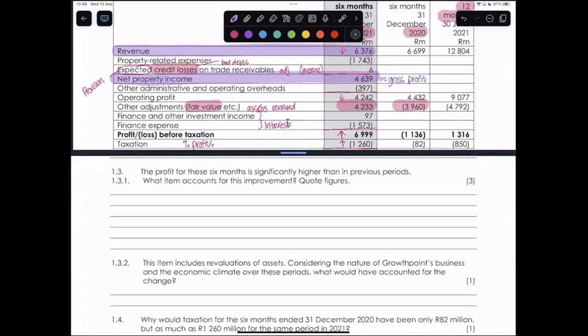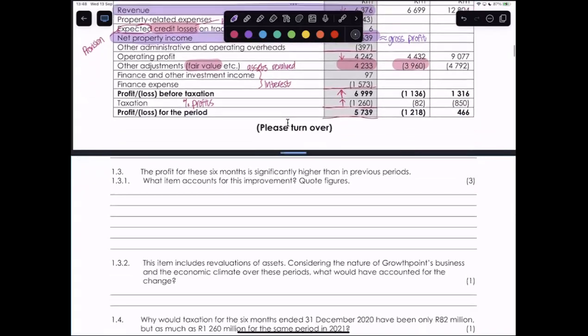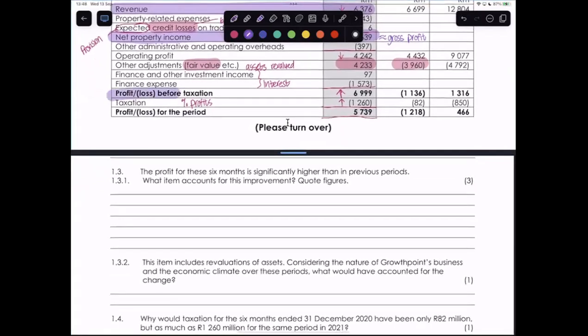The profit for these 6 months is significantly higher than in previous periods. Now that's if we go and have a look over here, we can see the profit. Either you can look at the profit before tax or the profit after tax. Both of them you can see are significantly higher.